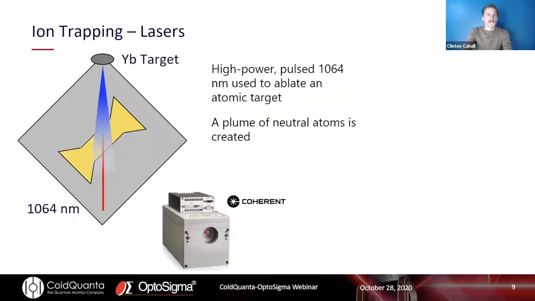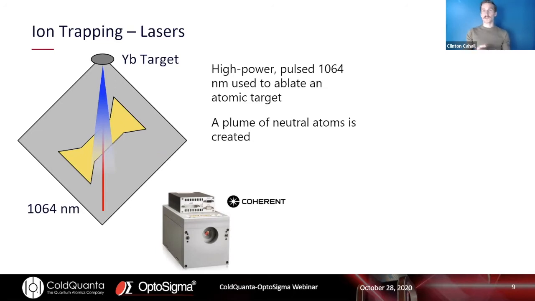So let me go through just a quick rundown of what the process is for creating an ion trap. First, we start with an atomic target, and we need to release the atoms from that target. And we do that by using a high-powered pulsed 1064 nanometer laser. And this is provided to us by Coherent. And the high-power laser ablates the atoms on the surface of that target and creates a plume of neutral atoms that is directed across the trap.